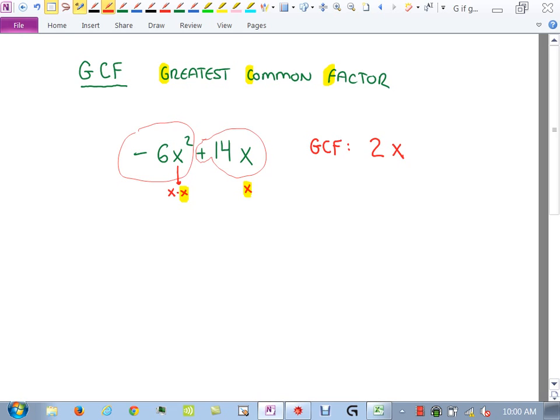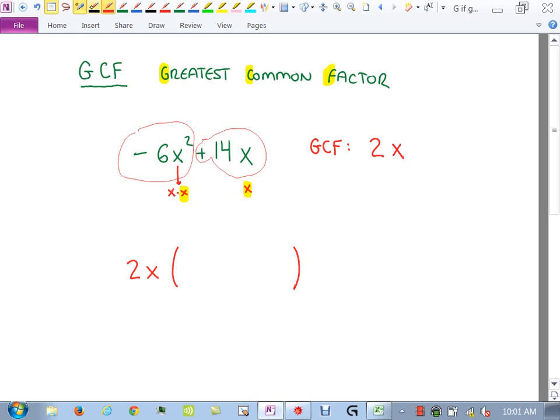Is there anything else I haven't looked at? I looked at the numbers. I looked at the variable x. And there's nothing else that appears in the expression, right? So that is my GCF. Now what I do is this. I write down my GCF, and I put a set of parentheses next to it. I leave enough room in this parentheses to be able to put a binomial in here. Why a binomial? Because I started with a binomial. If this was a trinomial, I would have enough space for a trinomial.